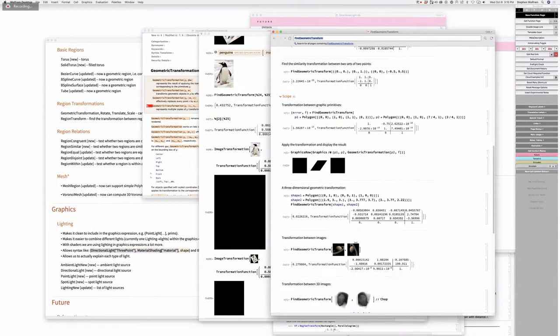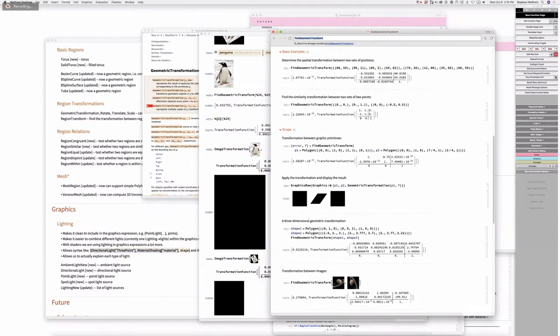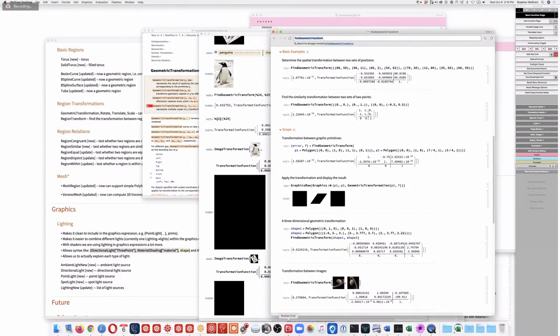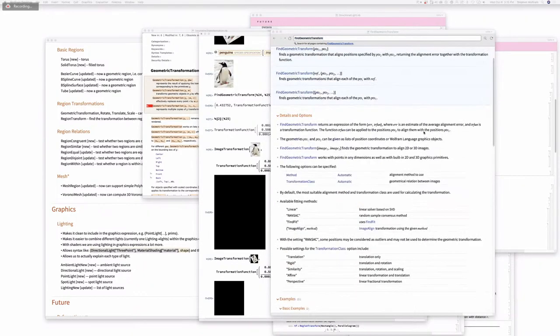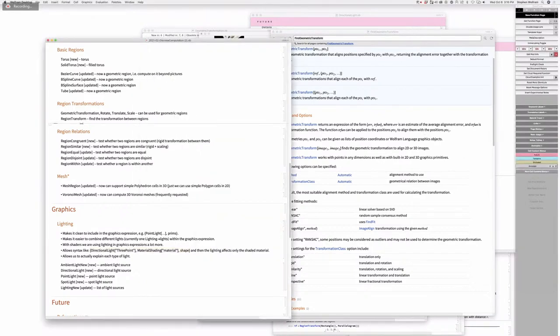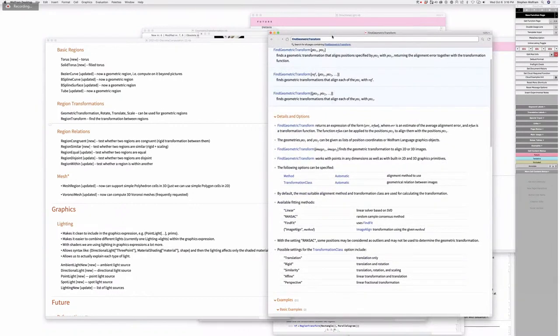Okay, so we've got multiple things going on, and I have to go in a moment here. We've got FindGeometricTransform, which deals with lists of points. Region transform, yeah. No, geometric. Wait a minute. We've got FindRegionTransform, which deals with regions. Yes. Then we've got the older FindGeometricTransform, which deals with points and images, right?